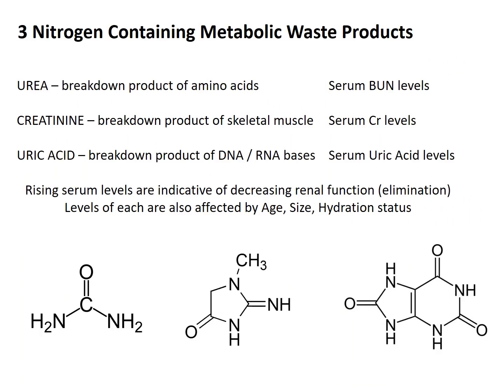Okay, here are the 3 nitrogenous waste products removed by the kidney. We break down amino acids, muscle, and nucleic acids, and when we do so, we release nitrogen. That nitrogen is toxic and needs to be removed from the body. Nitrogen is removed in urine, and it is removed as 3 different products: urea, creatinine, and uric acid. And those structures are shown from left to right: urea, creatinine, uric acid.